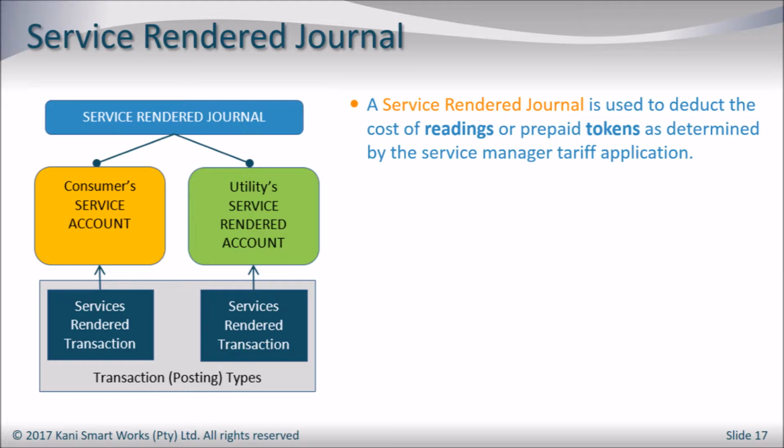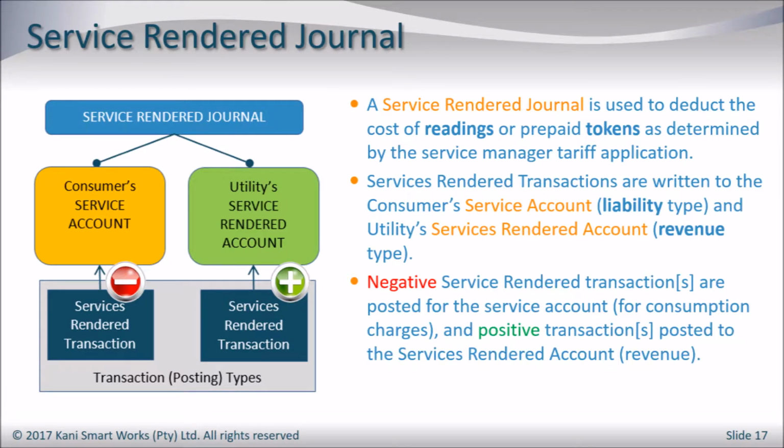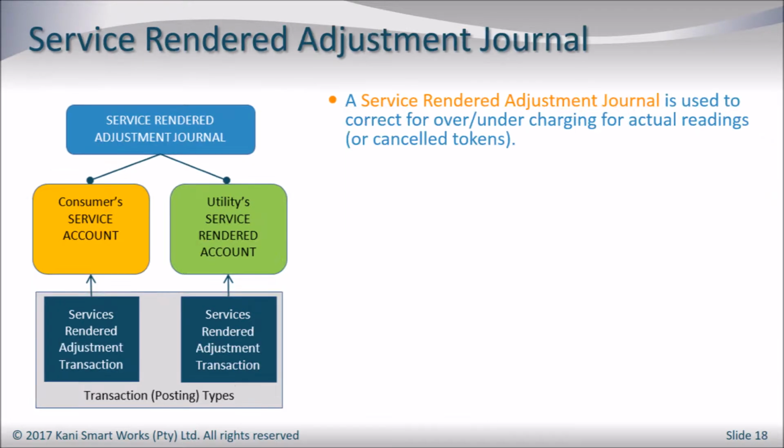A services rendered journal is used to deduct the cost of readings or prepaid tokens as determined by the Service Manager tariff application. Services rendered transactions are written to the consumer's service account, which is of type liability, and the utility's services rendered account, which is of type revenue. Negative service rendered transactions are posted for the service account, that's for consumption charges, and positive transactions posted to the services rendered account, that's for revenue. Services rendered journals are used in the generation of invoices.